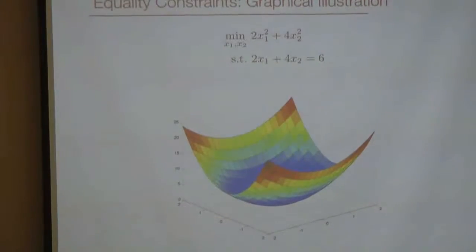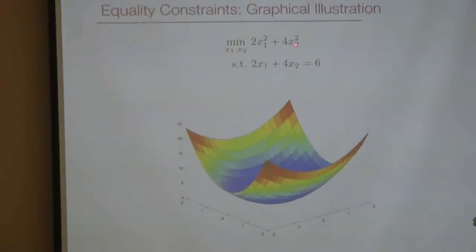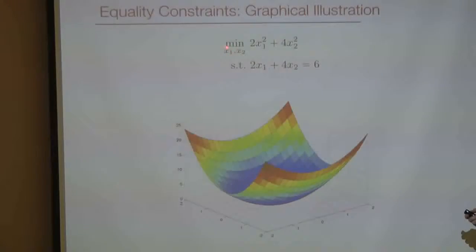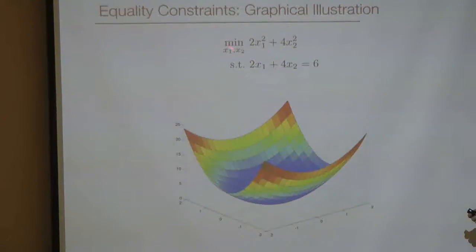Essentially, we have an objective function that we would like to minimize, where the decision variables are x1 and x2. This was the standard so far. But this time we also add equality constraints, which says, for instance, 2 times x1 plus 4 times x2 must be exactly equal to 6. And we would like to find the minimum of this function subject to these constraints.